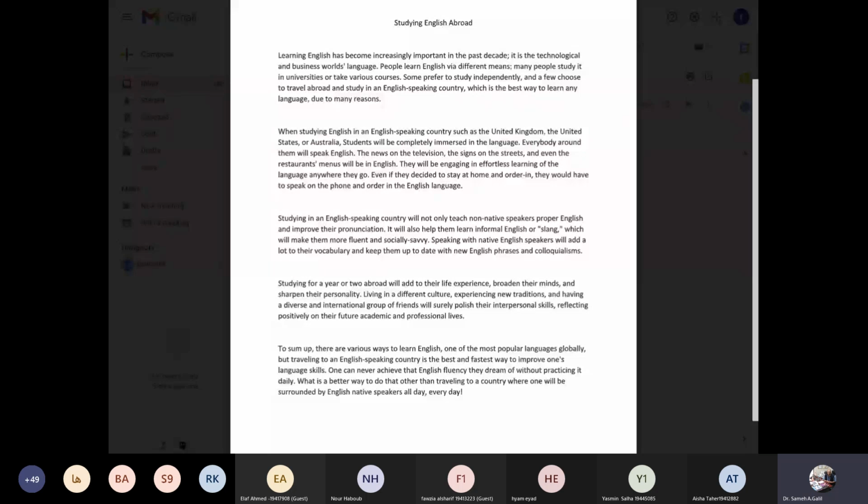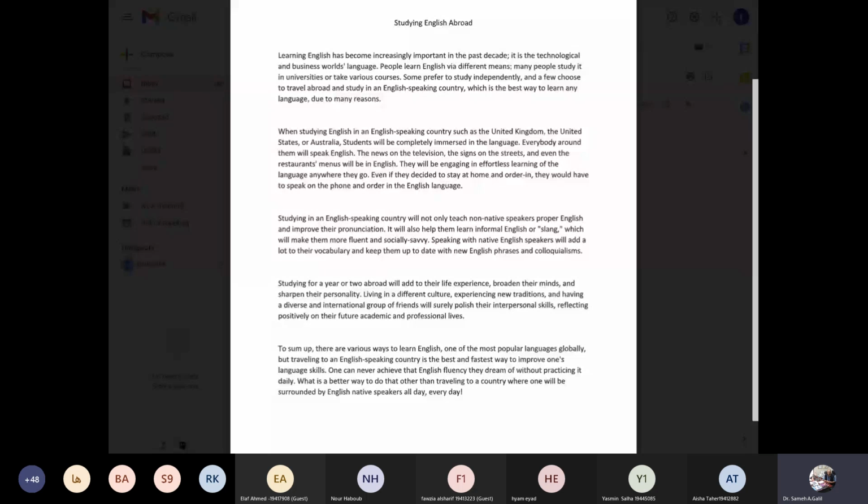Okay. So my question is whether she has given any reasons in body paragraph 1 or not. Yes, she gave. Okay, so what did she say? She said when studying English in an English-speaking country, such as the United Kingdom, the United States, or Australia. Okay, what happens? The news will be in English, the television's in English, the signs on the street will even be in English, the restaurant's menu in English. And she said even if you ordered online, ordered at home, you'll be speaking English as well. Okay, so these are the reasons. Yes.